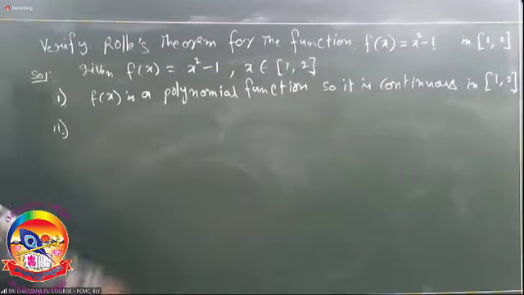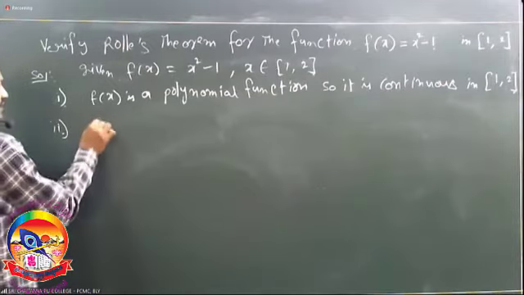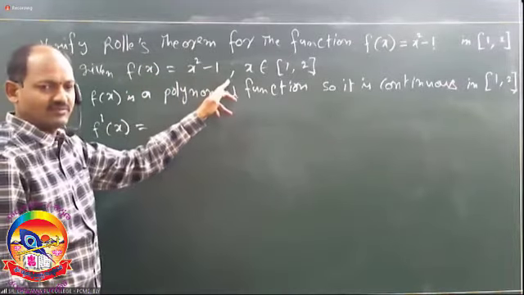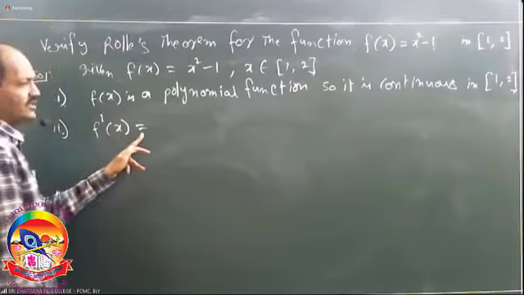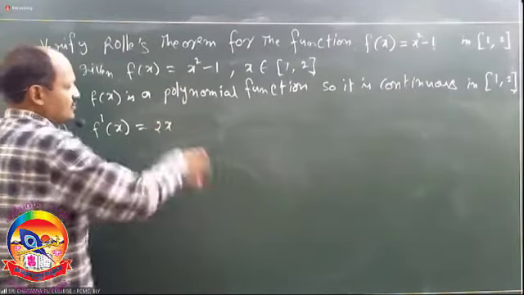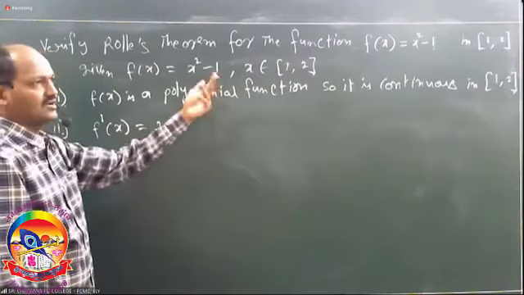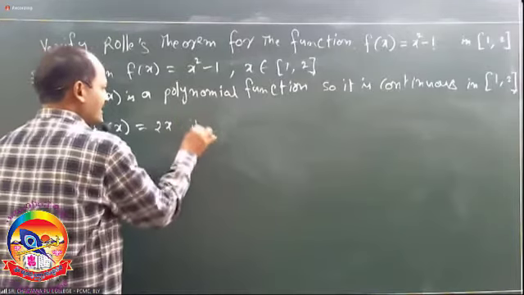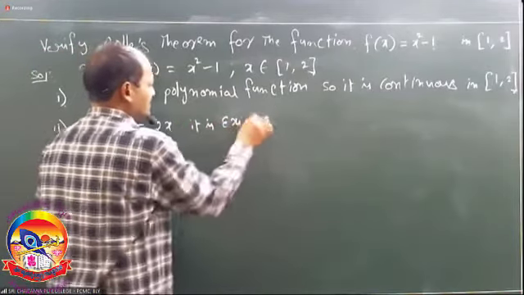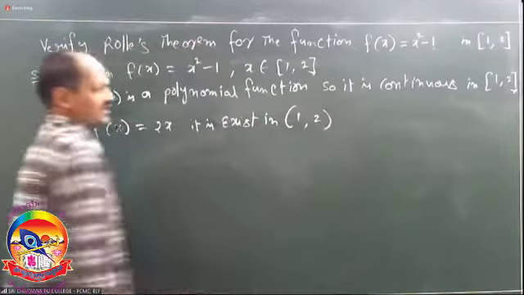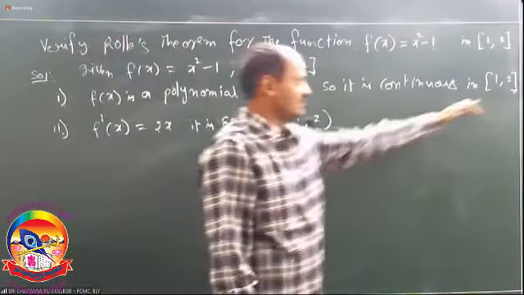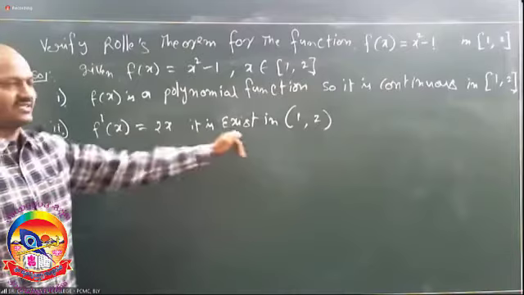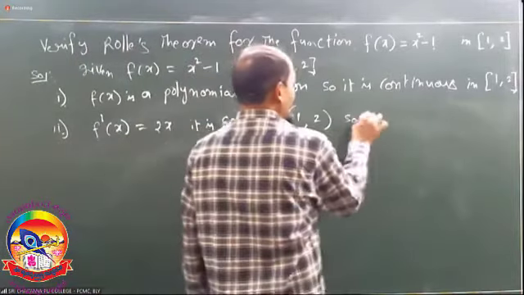Second condition, verify it is differentiable or not. f dash of x. Given f of x is equal to x square minus 1. What about its derivative? Derivative of x square is 2x. Derivative of a constant is 0. So derivative of x square minus 1 is 2x. It exists in the open interval 1 comma 2. Differentiable is for the open interval; continuous means closed interval. So f dash of x equal to 2x is existing in 1 comma 2. So it is differentiable.